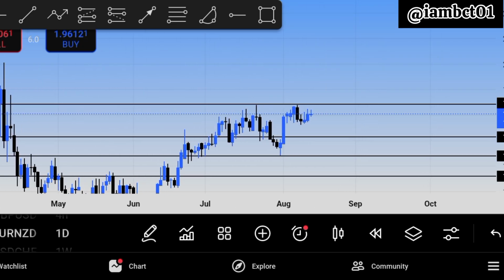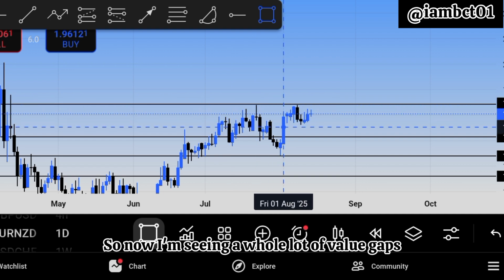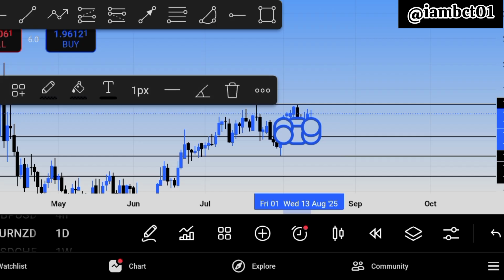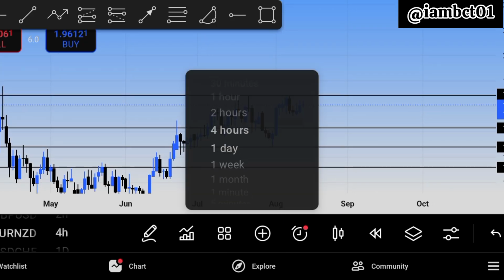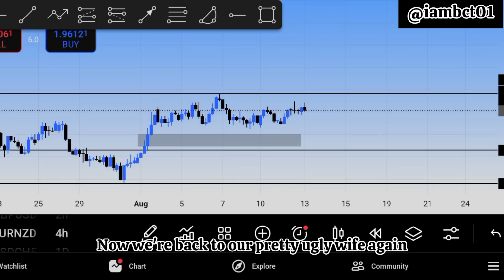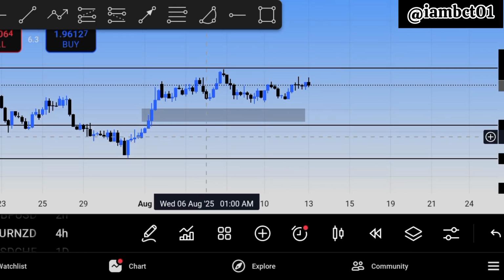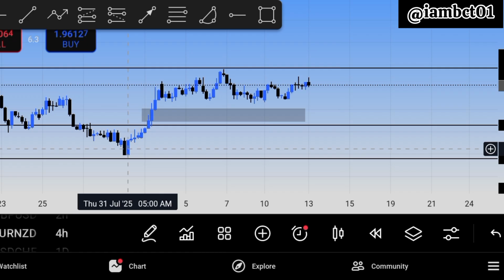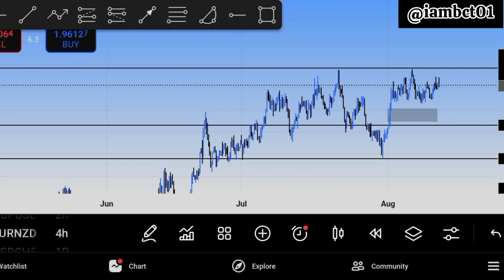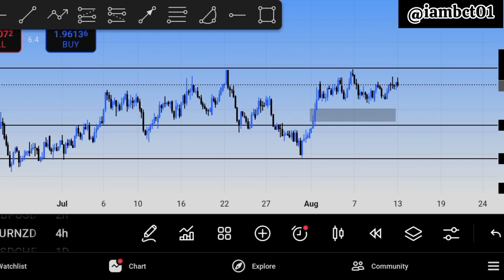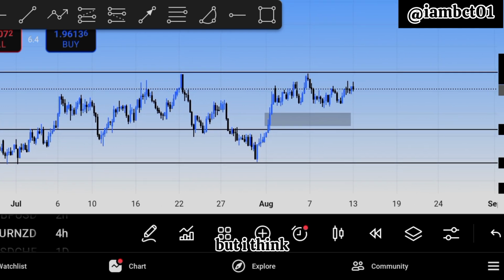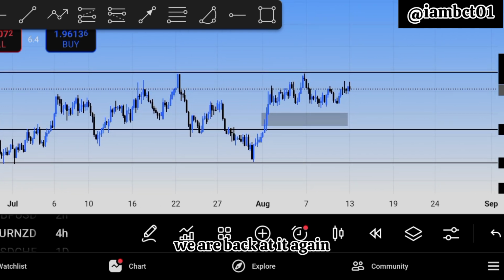Ooh. So now I'm seeing a whole lot of fair value gaps right here, still originating from a zone. Now we're back to our pretty ugly wife again, which is this same zone. We're back at it again. Just this time a new zone, but I think we are back at it again.